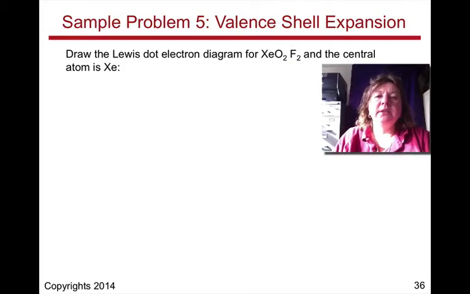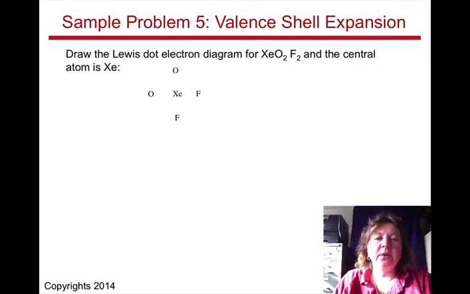All right, now that we've done some examples of the valence shell expansion, let's do some more. Let's draw the Lewis dot diagram for XeO2F2, and we'll spot you the central atom as being xenon. So here is our skeletal structure. Xenon in the middle, oxygen, oxygen, fluorine, and fluorine.